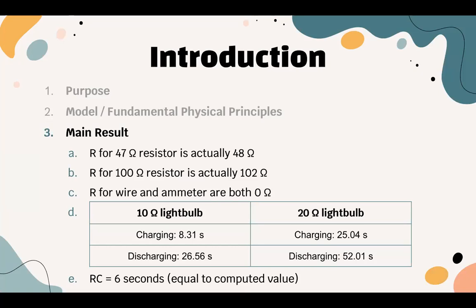In the experiment, I found that the resistance for the 47 ohm resistor was actually 48 ohms. The resistance for the 100 ohm resistor was 102 ohms. The resistance for the wire and the ammeter were both 0 ohms. In the RC circuit, I had a charging time of 8.31 seconds and a discharging time of 26.56 seconds, and the 20 ohm light bulb had a charging time of 25 seconds, while the discharging time was 52 seconds.